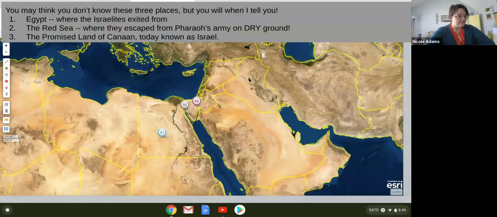Okay, here we have the same image as before, but I zoomed in to show you three places you are already familiar with. If you can't pick them out on a map, you will know their names. Number one is Egypt. That's right. What do you know about Egypt? I know you remember a lot of things, and that's where the Israelites were slaves before they were led out by Moses. Number 2 is the Red Sea.